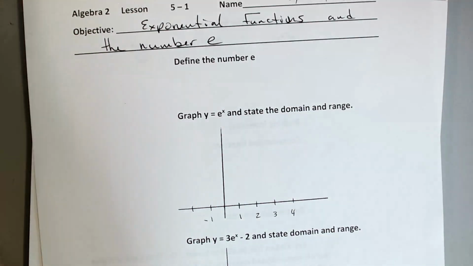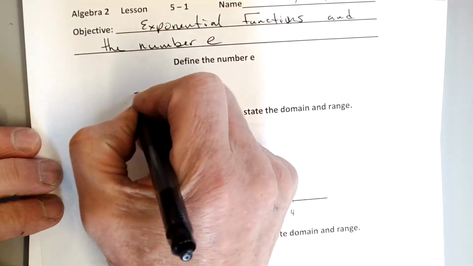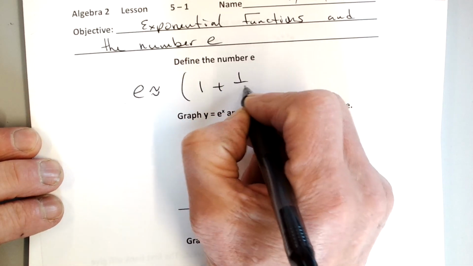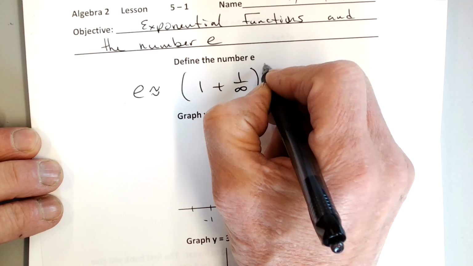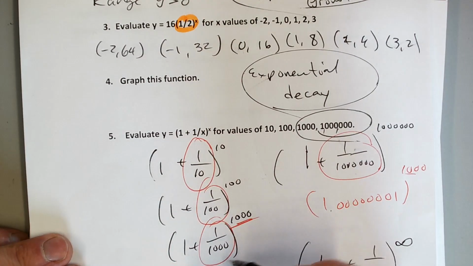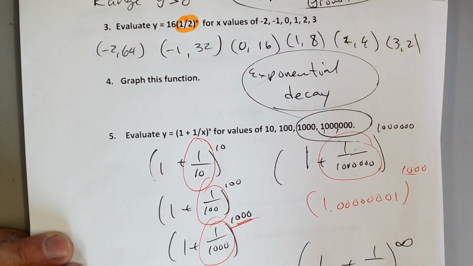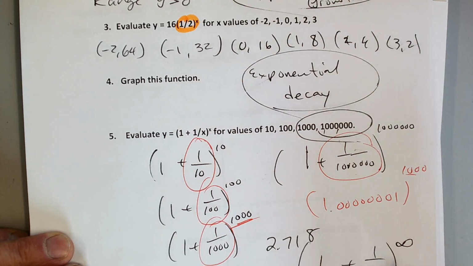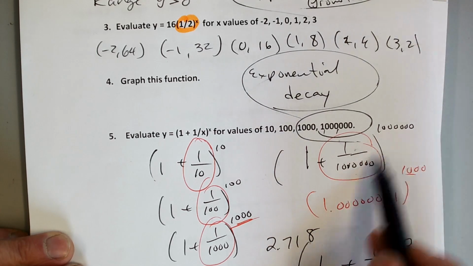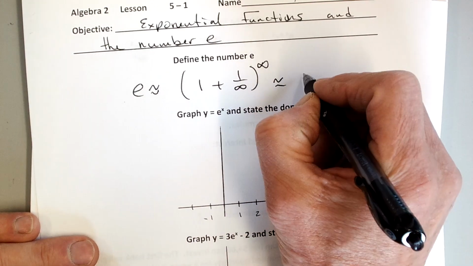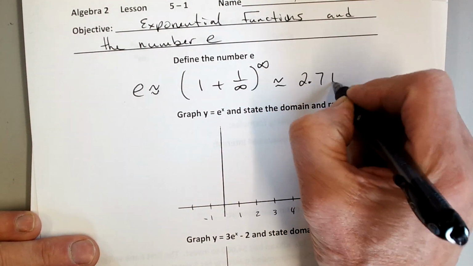But the way we define e is this. We know that the number e is approximately 1 plus 1 over infinity, to the infinity power, okay? And we put in bigger and bigger numbers in our warm-up. We put in 10, 100, 1,000. We even put a million, and it got us closer and closer to 2.718. So the bigger the values for x, the closer we get to e, which is approximately 2.718.